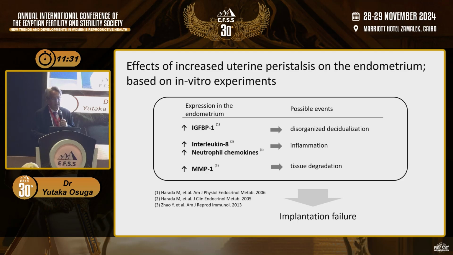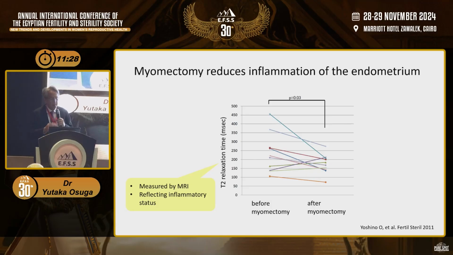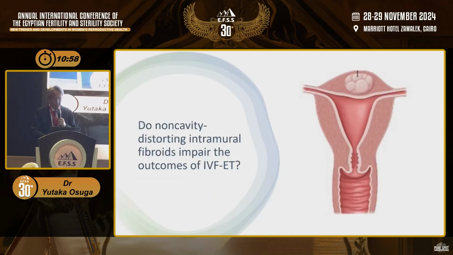So is inflammation really there? Yes, there is. We found that myomectomy reduced inflammation of the endometrium. In this experiment, we measured the T2 relaxation time of the endometrium, which reflects the inflammatory status. As you can see here, after myomectomy, T2 relaxation time decreased. That means the inflammation of the endometrium decreased after myomectomy. And then, what is the clinical data?